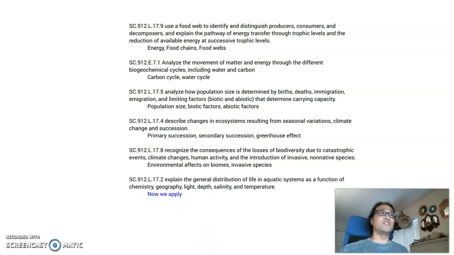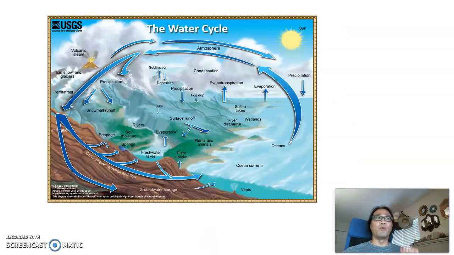Alright, so we've done energy, food chain, food webs, carbon cycle, water cycle, population size, biotic factors, abiotic factors, primary succession, secondary succession, greenhouse effect, environmental effects on biomes, invasive species, slightly, and now we're going to take a look at application of all of these concepts into an aquatic system. More specifically, we'll be talking about a marine system.